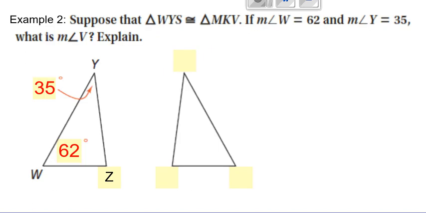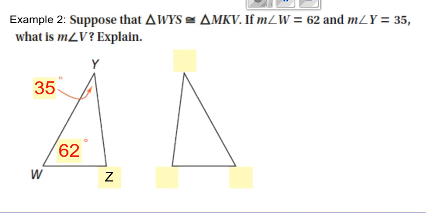Suppose that triangle WYS is congruent to triangle MKV. All right, let's talk about that for just a second, because looking at these two triangles, they don't look congruent to me. So this is what's going to happen a lot in geometry. Sometimes things will be reflected, so you'll have a mirror image. Sometimes they'll be rotated. Sometimes there'll be a combination of reflecting and rotating. So you need to train your eye how to identify what's going on.